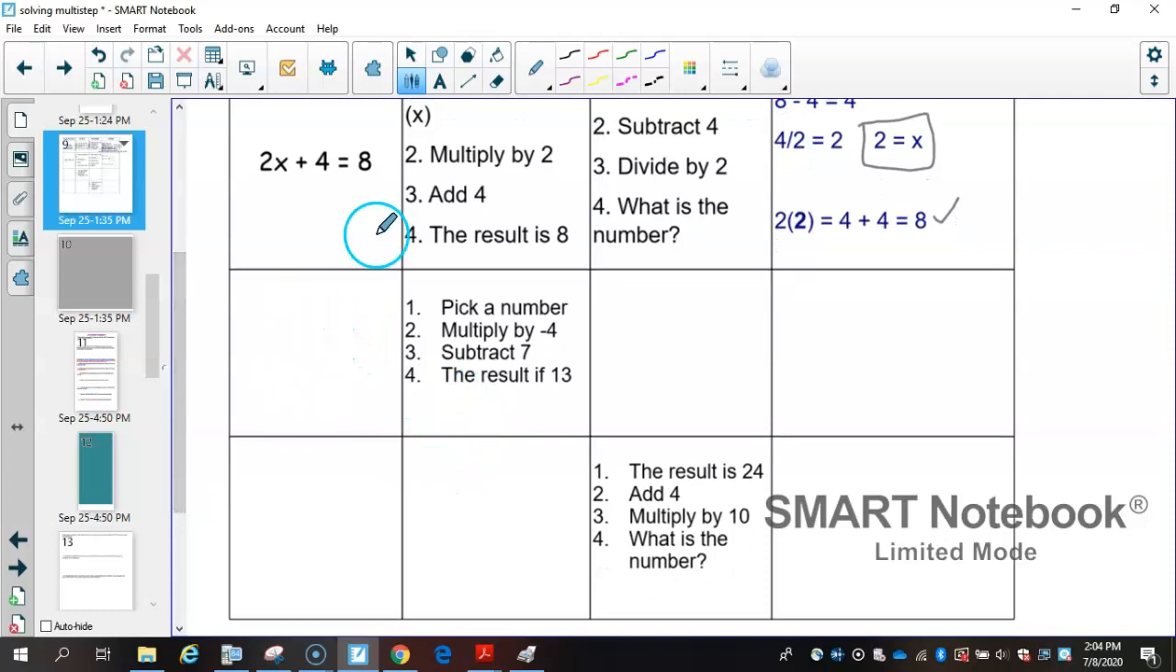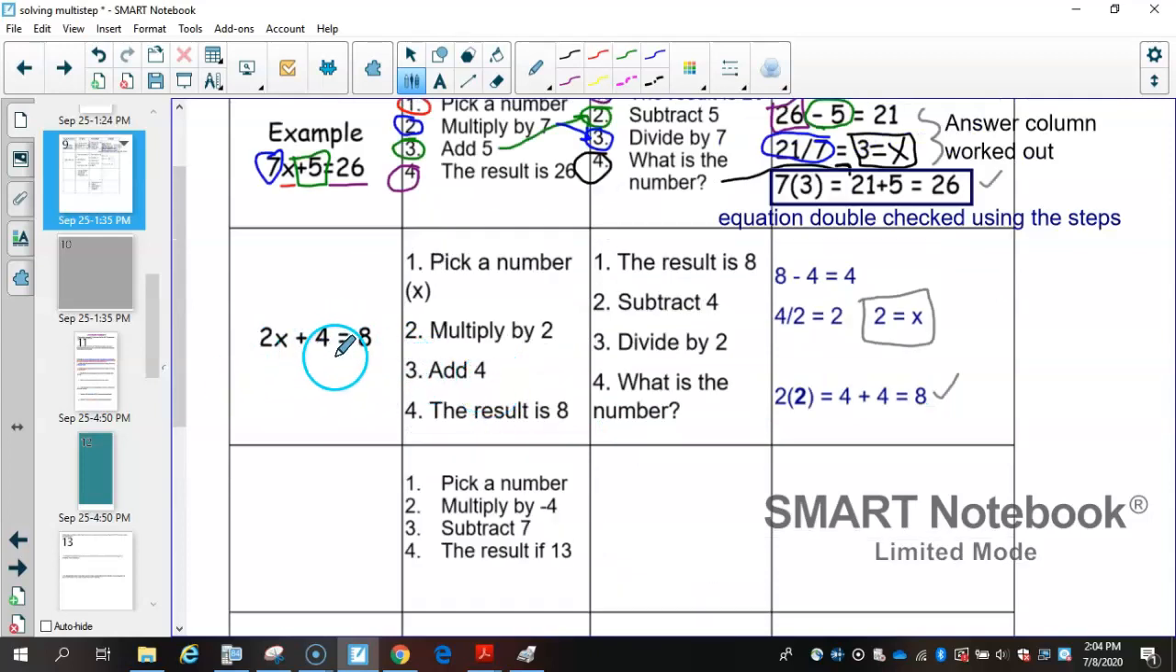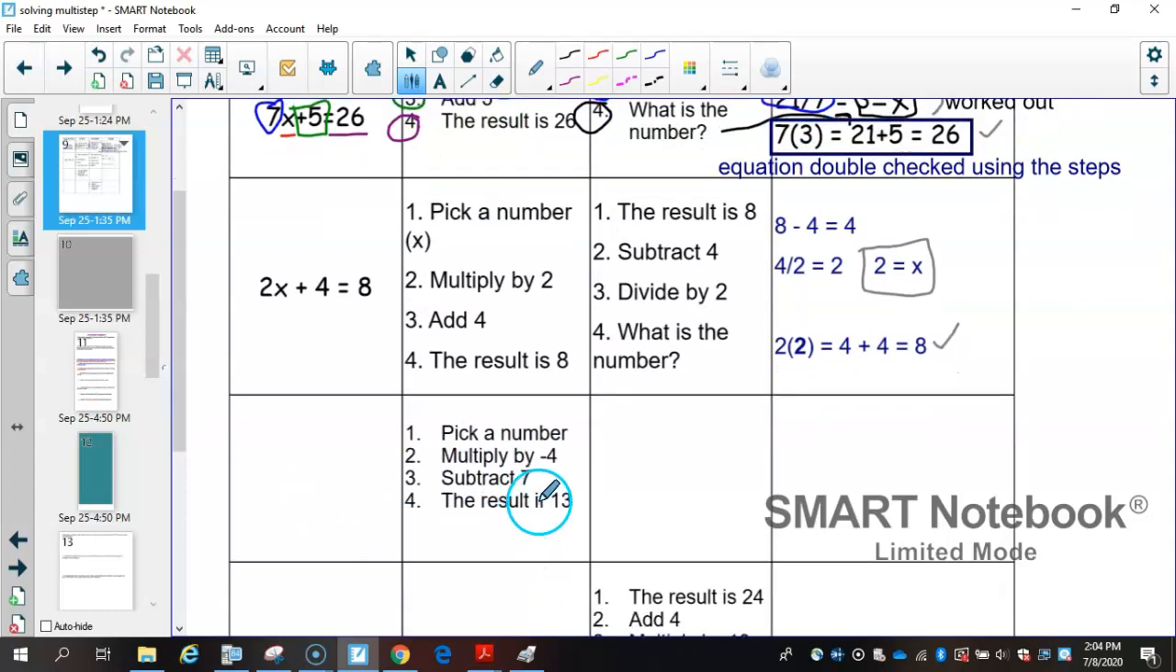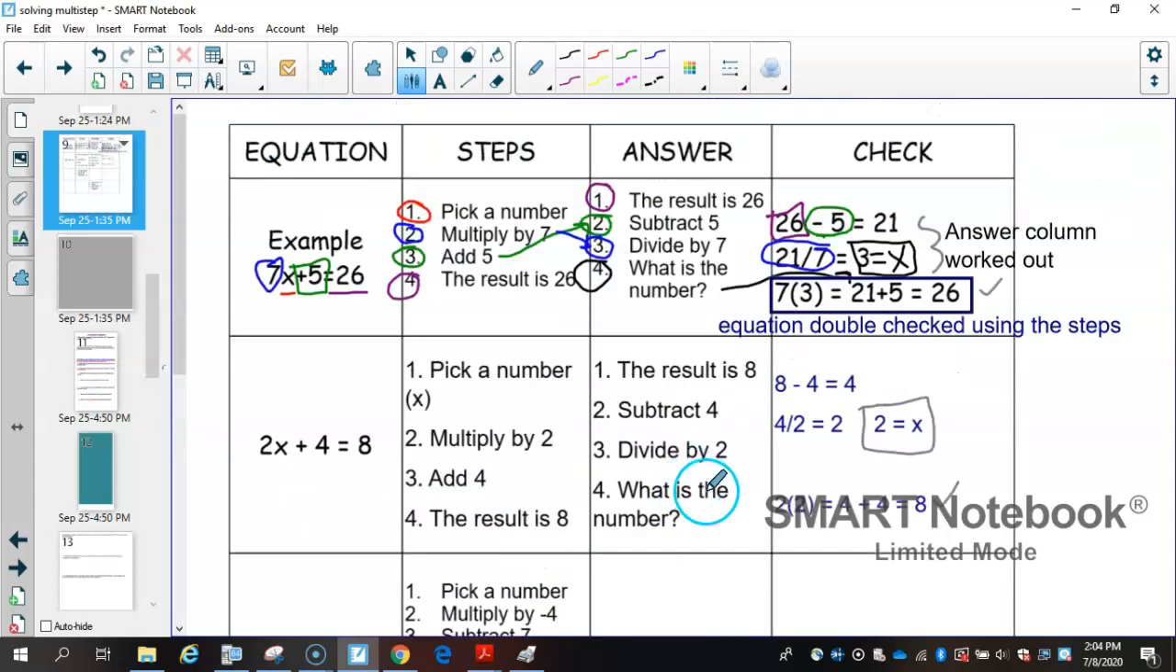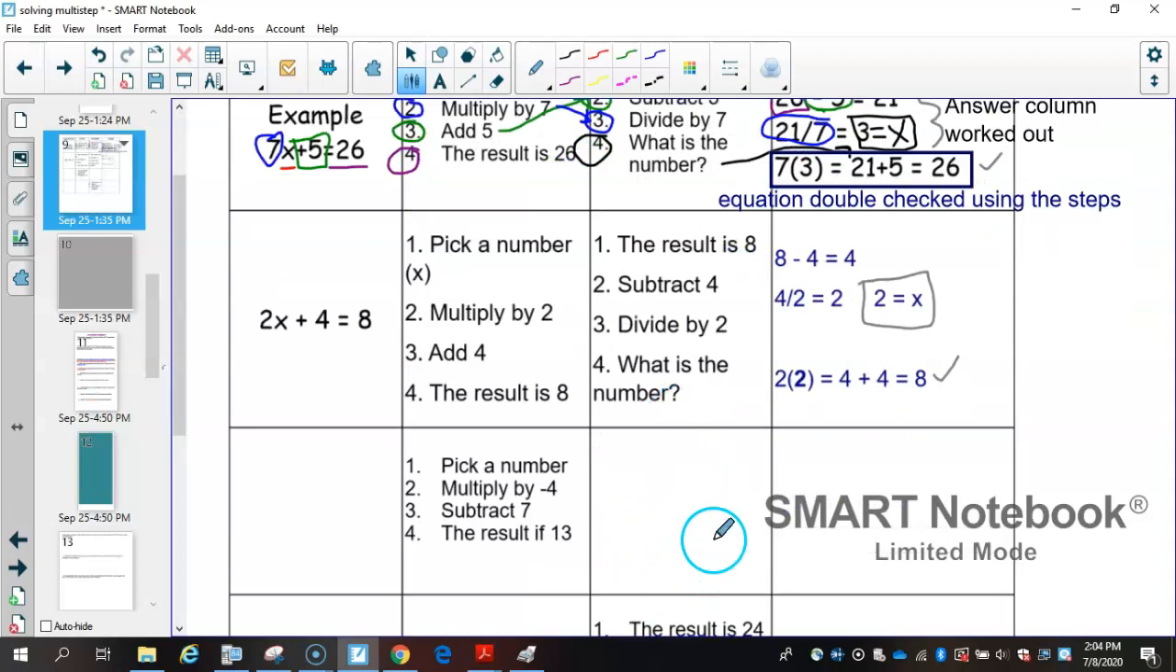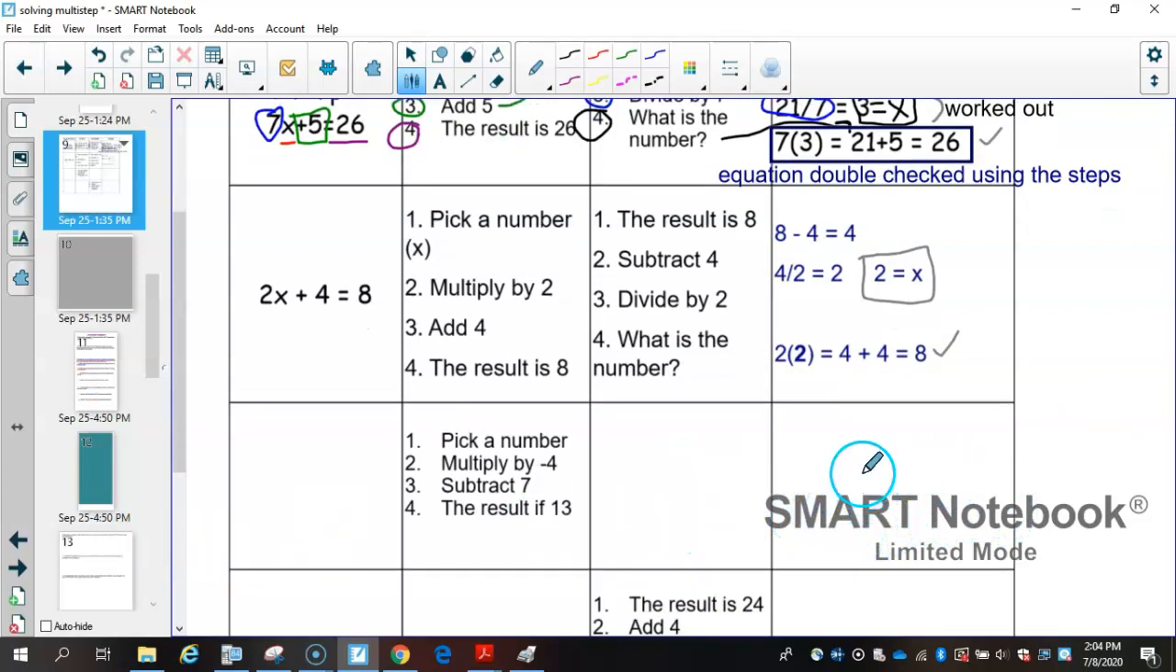Now, I'm going to leave this one blank. Of course, the answers are already posted. And I want you to try this one to see if you can figure that one out. So notice that here, instead of giving you an equation, they gave you the steps. See if you can find the equation from these steps, find the answer, or what you would put in the answer column, and then do the check part for this one.